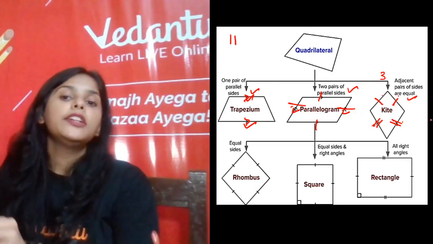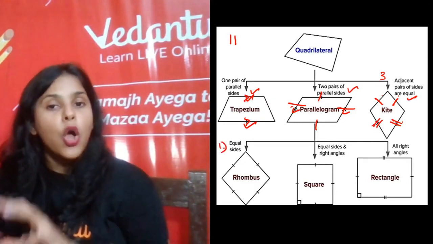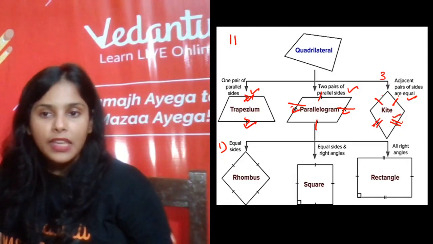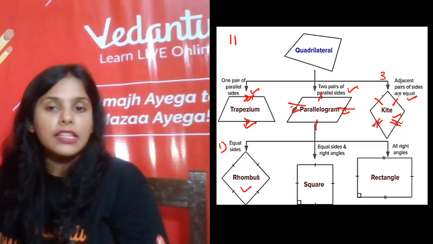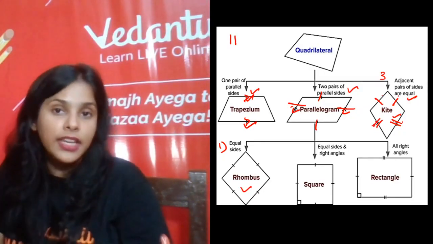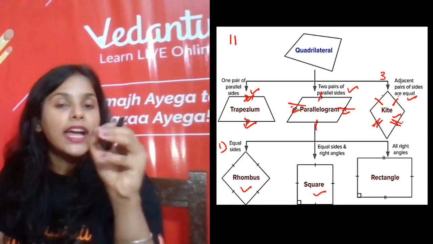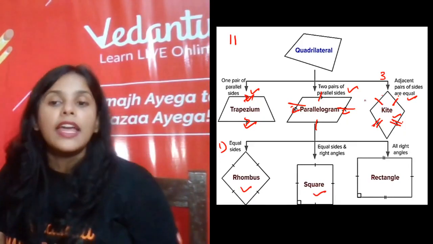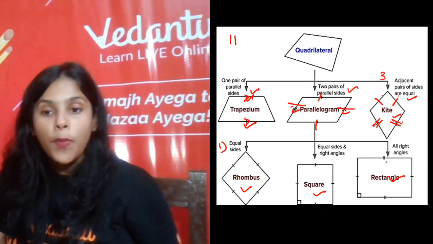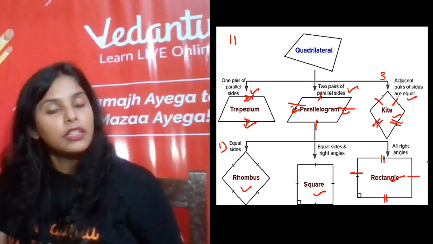Now come to the parts of quadrilateral parallelogram, first is the rhombus. In a rhombus all the sides are equal to each other. You may be confused between kite and rhombus, but the difference is that in a rhombus all sides are equal, while in a kite we have adjacent sides equal. In a square all the sides are equal and each angle is equal to 90 degrees. In a rectangle all the angles are 90 degrees, but only opposite sides are equal to each other. This side is equal to this side and this side is equal to this side.